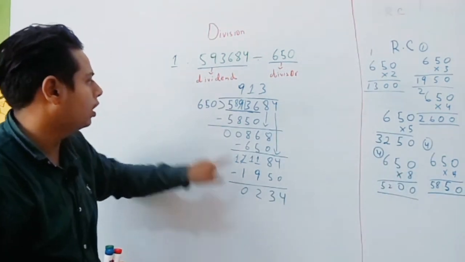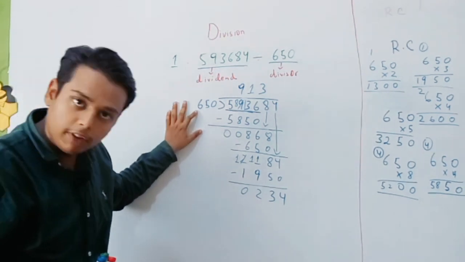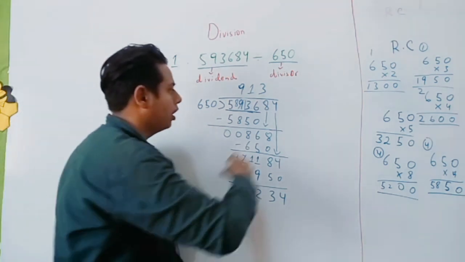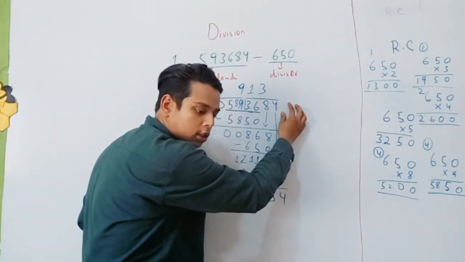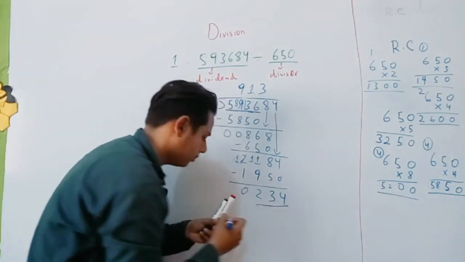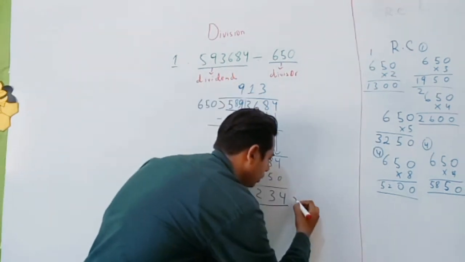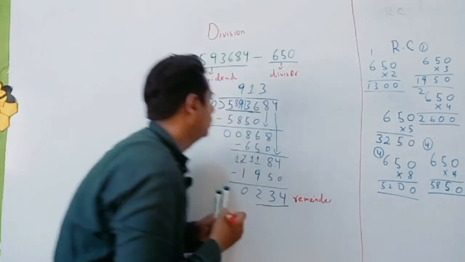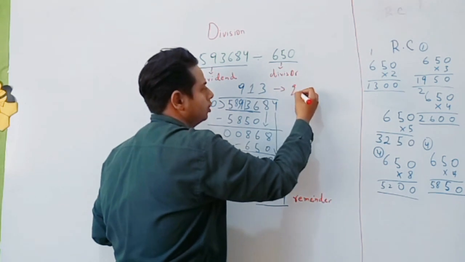This number is smaller than 650. Fine. This number is smaller than this one. And we are not having any number over here as well. So what we have to do? That means this number is our remainder. This number is our remainder, and this one number is our quotient.